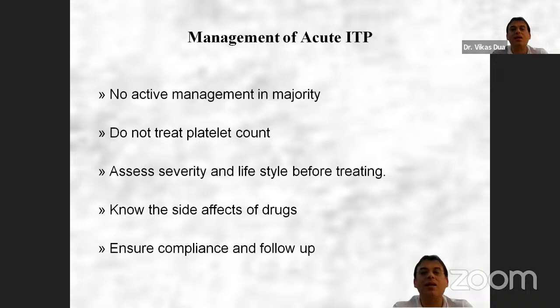Assess the severity and lifestyle before treating. So whenever we say that, if you don't have a mucosal bleed, just skin bleeds, there is no need to treat, you can wait and watch. But that is not a blanket statement.